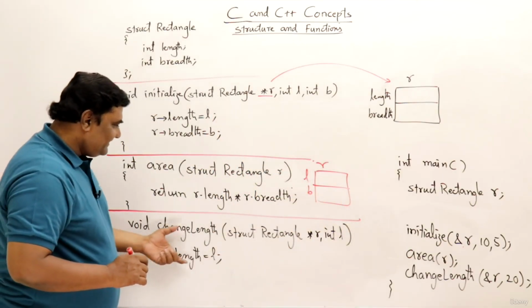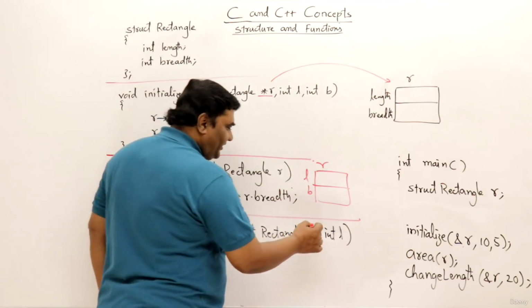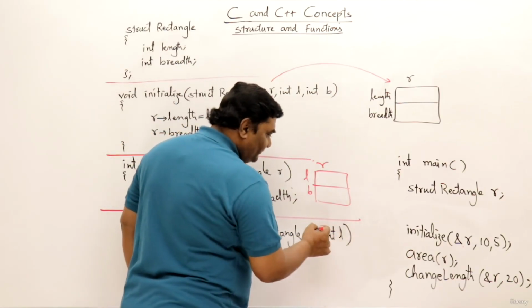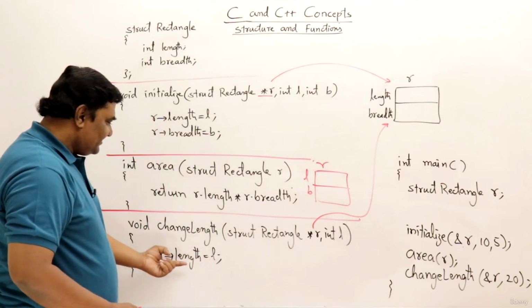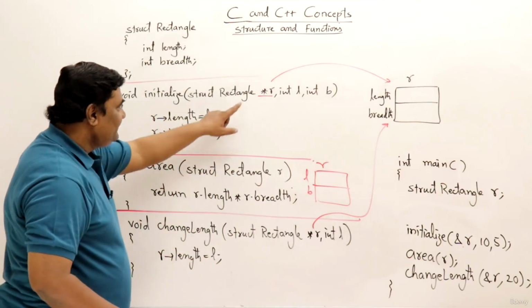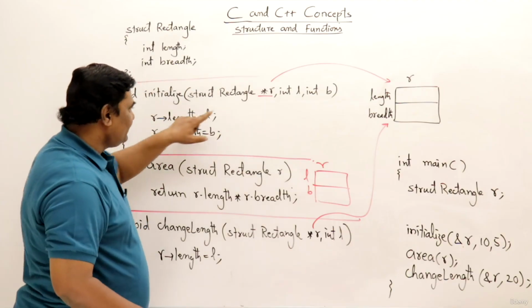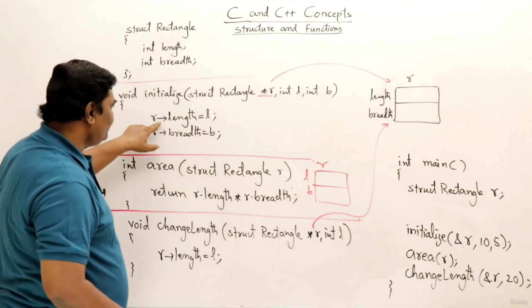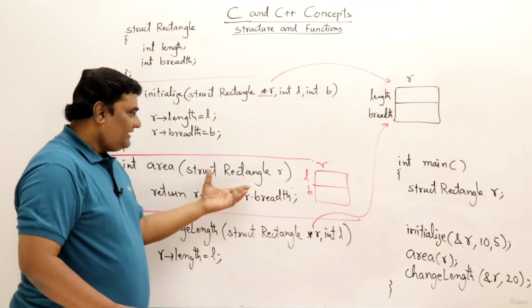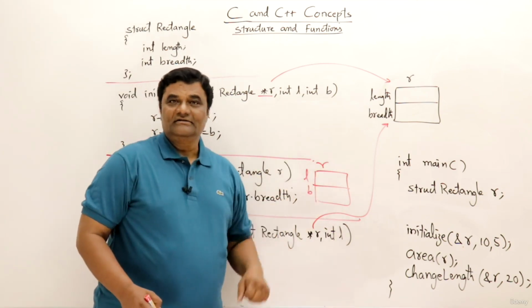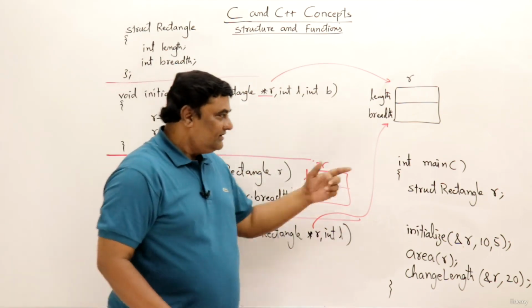And next let us look at the change length function. This is having a pointer and another parameter, that is new length. So this is also pointing to the same thing, and it is just changing the length. These two functions take pointers. They are having call by address, so they are using arrows, and this one is call by value, so it is using the dot operator, and it is accessing its own rectangle. Now let us see the working of this entire code.